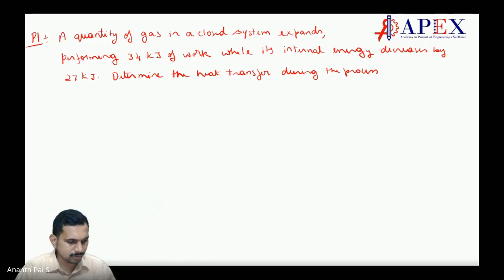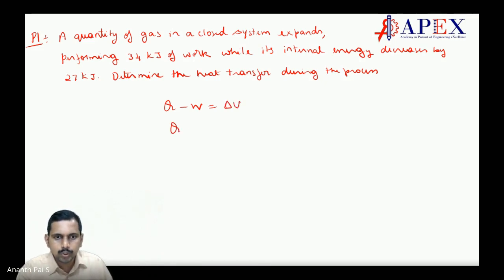64? No, wrong. Let us understand the basics again. Q minus W is equal to delta U, is it not, students? So Q is delta U plus W. Simple. Correct, students? Why are you not getting it?